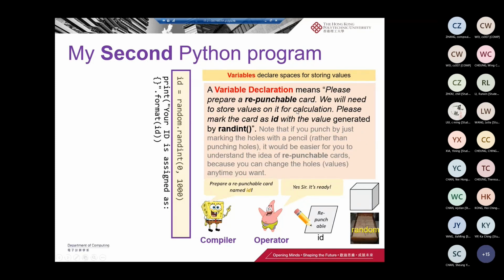The ID is a variable. After executing that box of cards of randint, it gives a random number, but you have to save this number somewhere. This is the reason we have to use this ID. It's a variable. A variable is a repunchable card. Previously, we were punching holes on the card. Once it's punched, we cannot change it. But a variable is something like a repunchable card. Just think about you're using a pencil to mark the holes rather than physically punching the hole through.